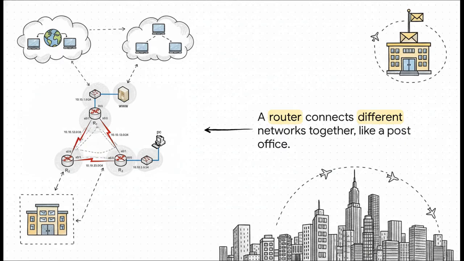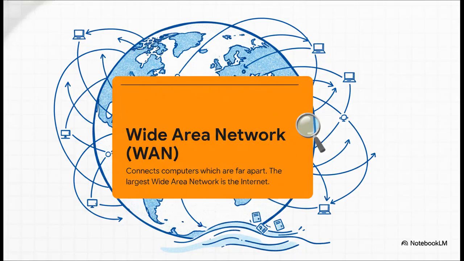If the switch is the internal office mailroom, the router is the main city post office. Its entire purpose in life is to connect different networks to each other. It takes the data from your private little LAN and sends it out toward the vast global network. And that global network has a name, a wide area network, or WAN.